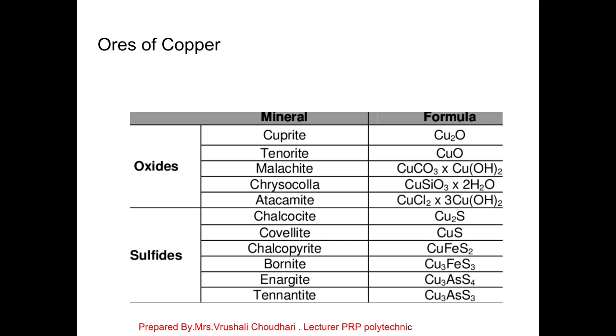Along with that, sulfide ores of copper are also present. They are called chalcocite, Cu2S, and tennantite, Cu12As4S13. So these are the naturally occurring forms. From these we are going to extract pure copper. Along with copper oxide and copper sulfide, other impurities like iron, aluminum, sulfur, magnesium are also present in the copper ore. First we are removing that impurity, then after we are reducing copper oxide into pure copper.